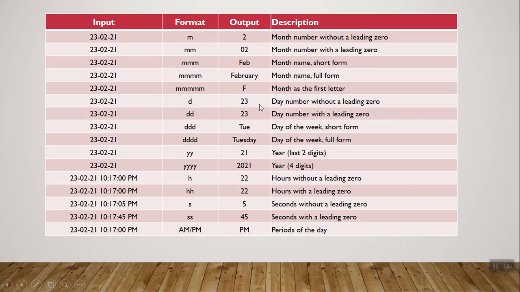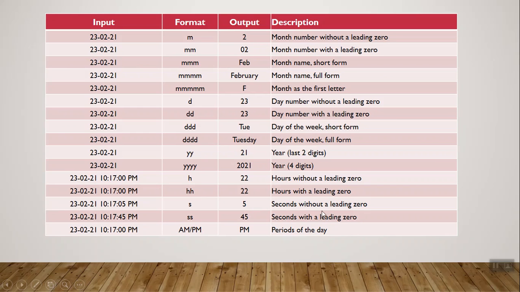Single D is the day number without a leading zero. Two times D is the day number with a leading zero, and three times D is the day of the week in short form. Four times D is the day of the week in full form. Two times Y is the last two digits of the year, and four times Y is all four digits. Single H is hours without a leading zero, and two times H is hours with a leading zero.